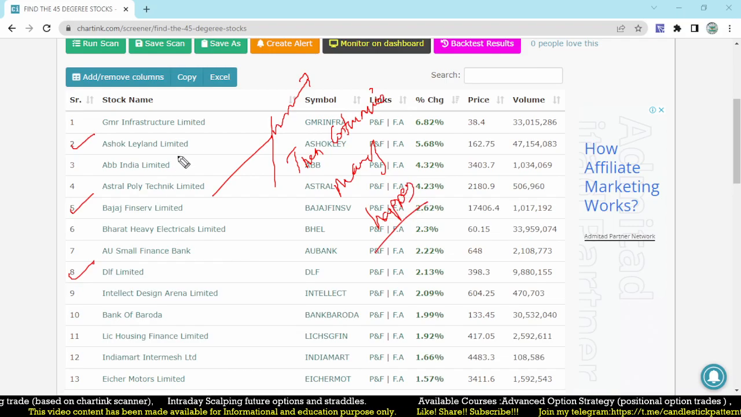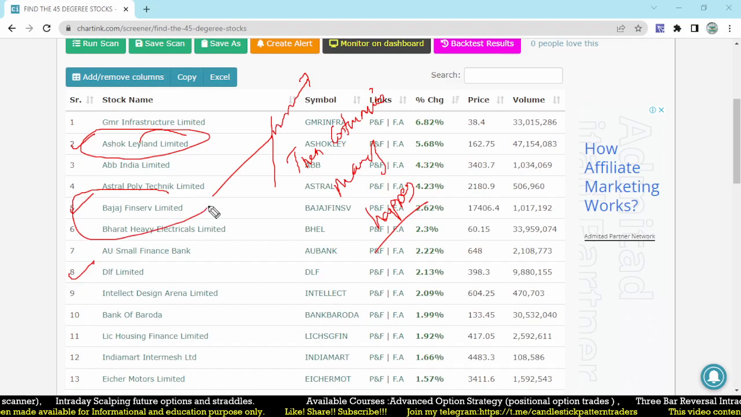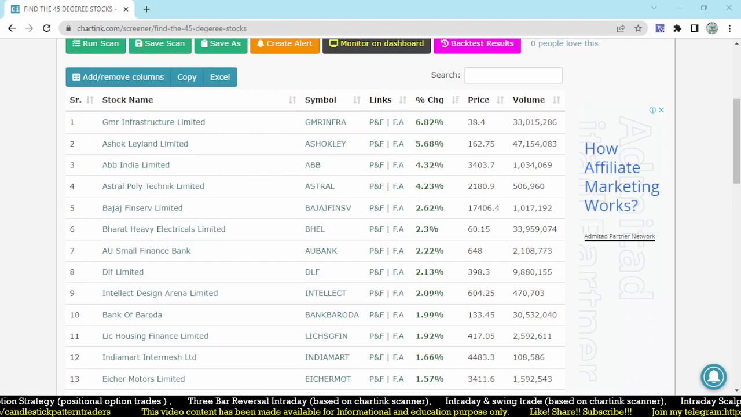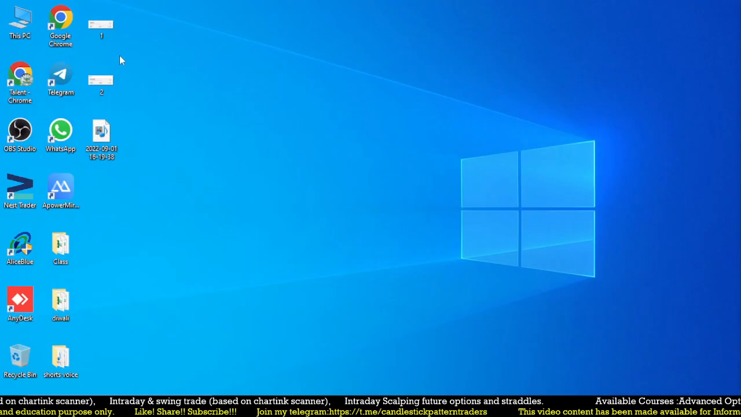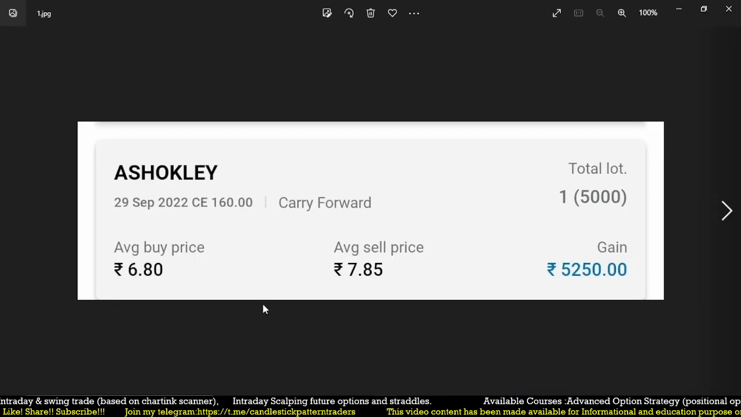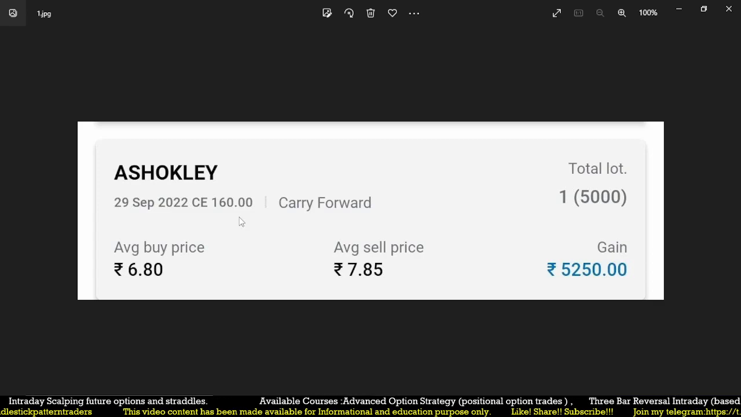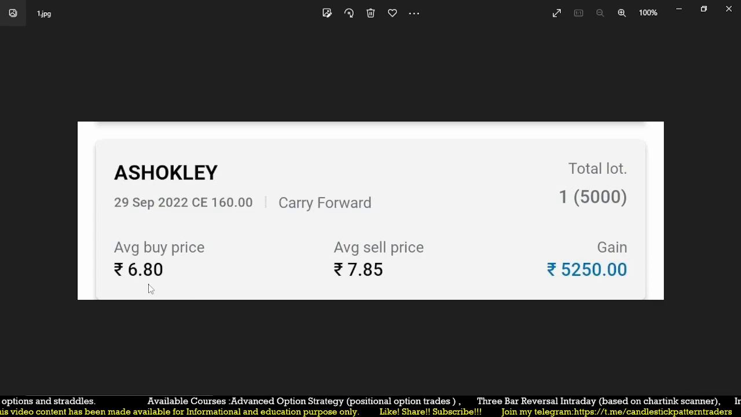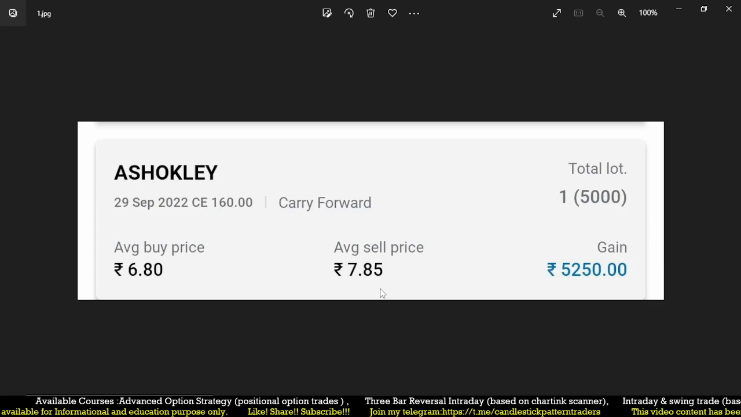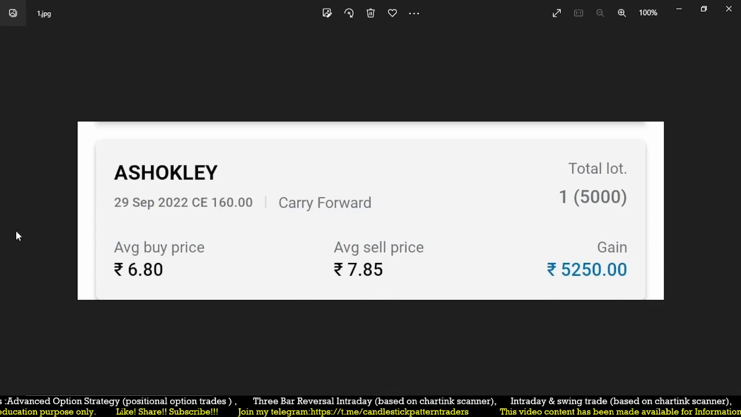That happened on these two stocks, Ashok Leyland and Bajaj Finserv, within a quick time frame. I'm not taking a huge 1 hour, 2 hour. In a fraction of seconds and minutes, it gives you good profit. I booked based on the same 45-degree angle stocks. One which I booked was Ashok Leyland, where I bought the 160 call option at around 6.8 and booked around 7.85, almost 5,200.